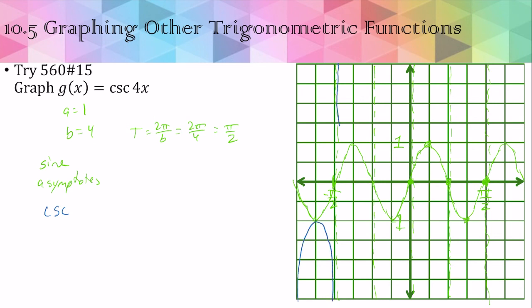Starts near an asymptote, hits sine, goes back, and repeats across each interval until the graph is complete. There you have it.